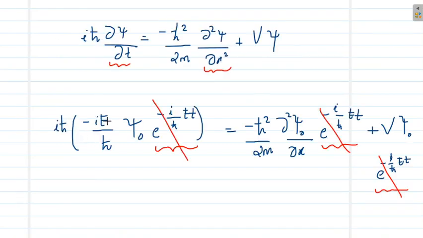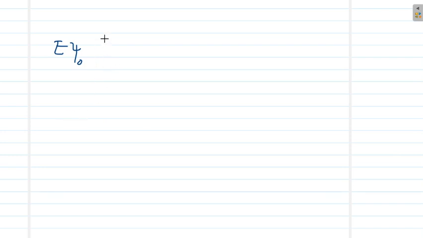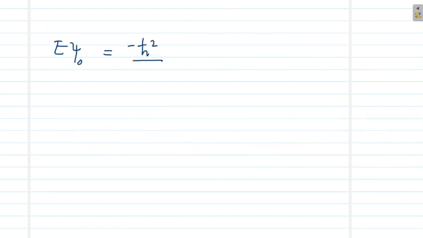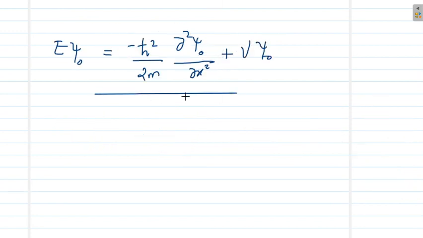It is simply Eψ0 is equal to minus ħ²/2m into ∂²ψ0/∂x² plus Vψ0. So as you can see here, we have eliminated the parts relating to time here. Only the ψ0, that is the position part of the wave function, is appearing in this equation.